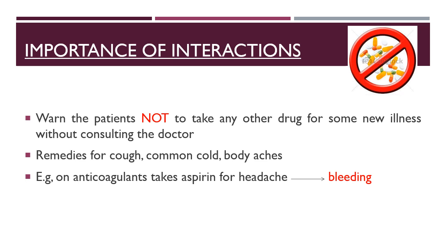Then another example on anticoagulants: taking aspirin for headache. For example, one person is taking warfarin or another anticoagulant, and side by side is taking aspirin. You know aspirin in small doses is antiplatelet. So what will be the overall effect? There may be bleeding. Next, it is completed over here. Just a few examples have been given.